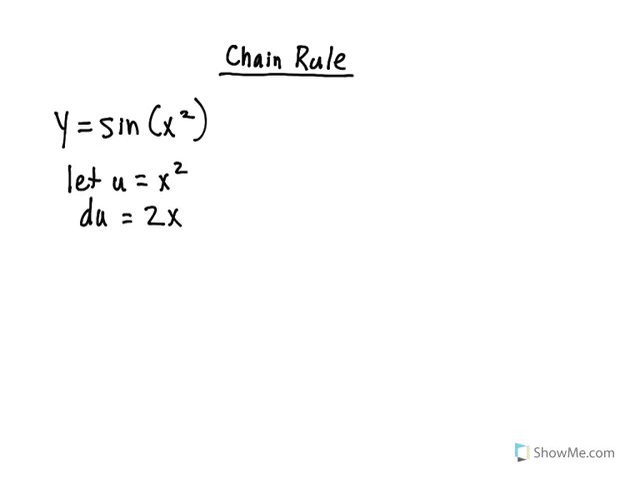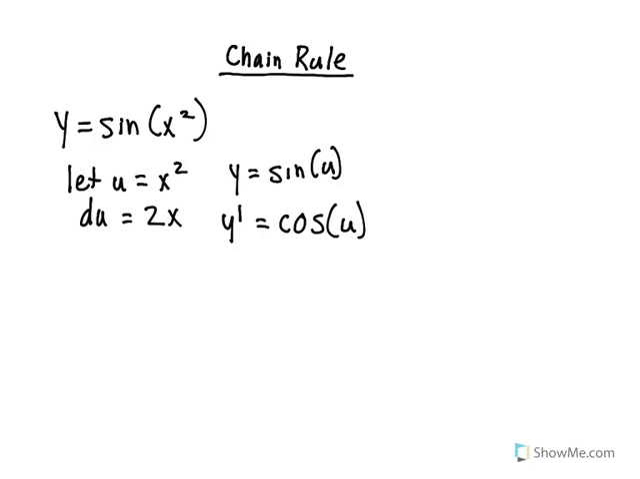Now we have our outer function, which is the sine of some value. In this case, we've defined our value as u. So now our function y is now equal to sine of u. So that means that the derivative of this, y prime, is equal to cosine of u. Now, let's just understand here that we know that u is equal to x squared.